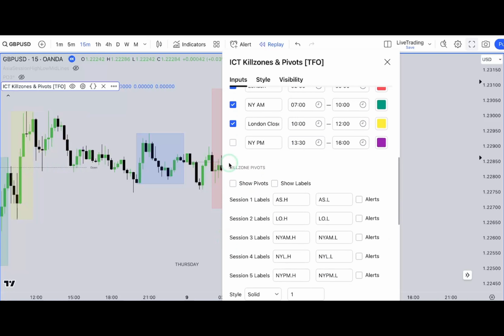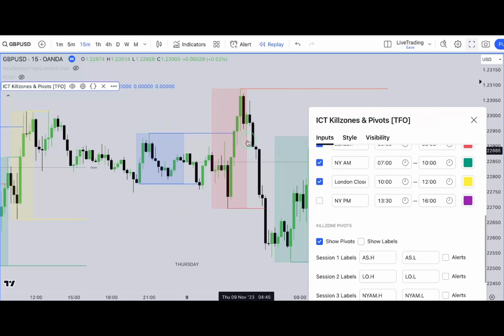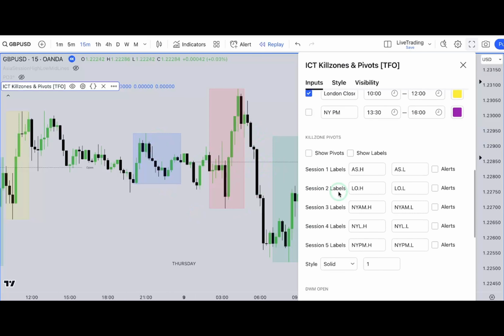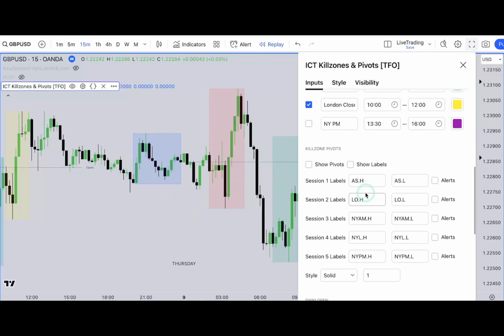You can also show pivots. Those are lines. You see the lines appearing right here. I don't like that. I like the box more, but if you like this, show labels: Asian high, Asian low, London low. So I'm turning this off. So only the color of the boxes with a lower transparency and the open I want marked out.